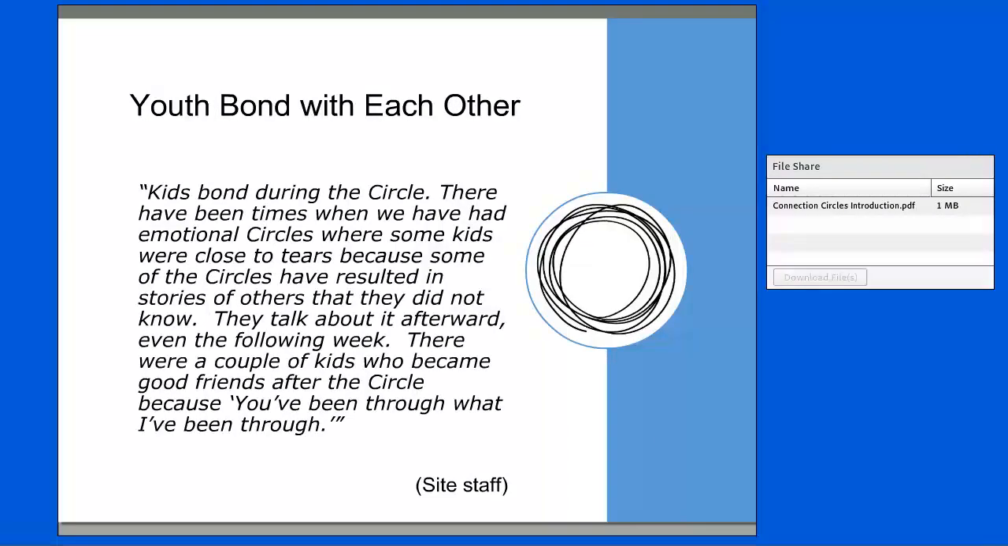In addition, connection circles help youth bond with each other. Site staff have commented, "Kids bond during the circle. There have been times when we have had emotional circles where some kids were close to tears because some of the circles have resulted in stories of others that they did not know. They talk about it afterwards, even the following week. There were a couple of kids who became good friends after the circle because 'you've been through what I've been through.'"